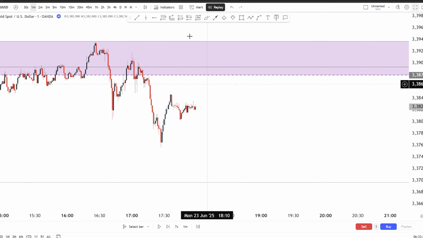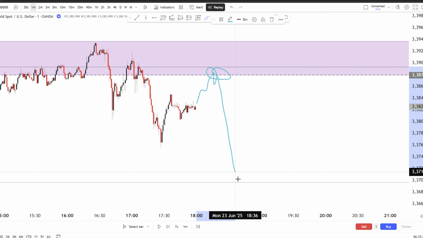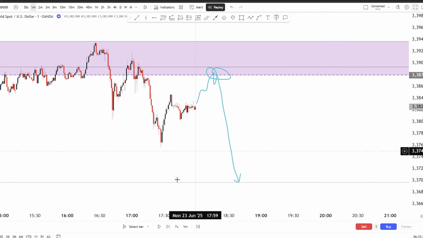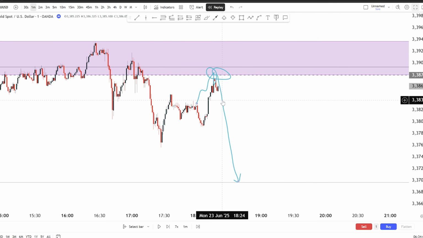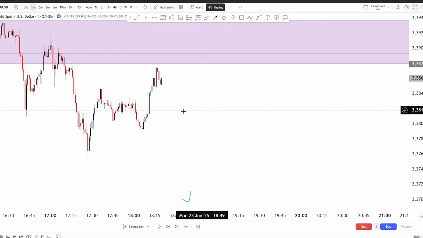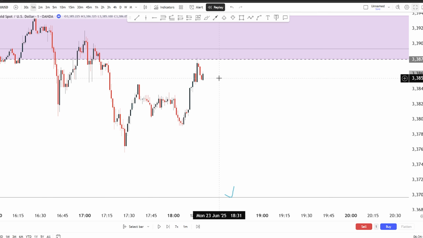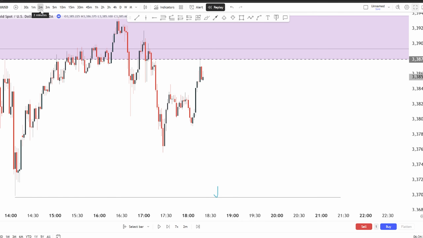So right now we're waiting for price to come to this area and then give us price action before the market can drop down. So from here, let's play it out and see how price is behaving. And we can clearly see that right now, price is touching this area here. But in the 1 minute time frame, there is no proper candlestick to enter the market. Let's move on to the 2 minutes and see.